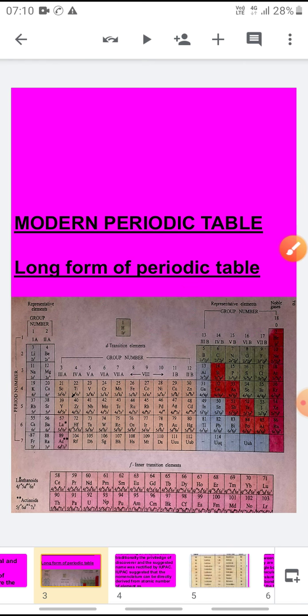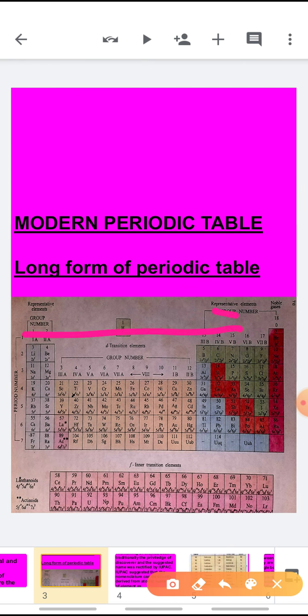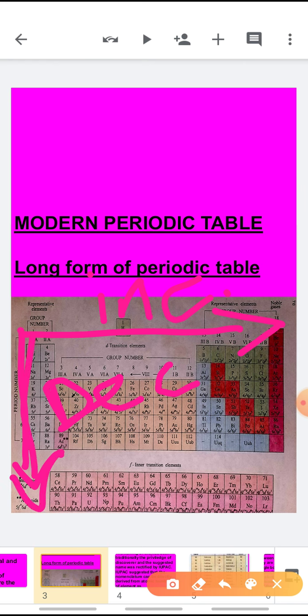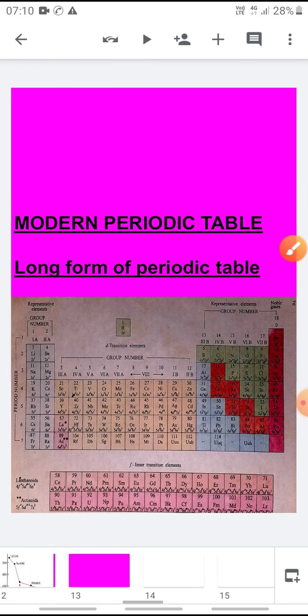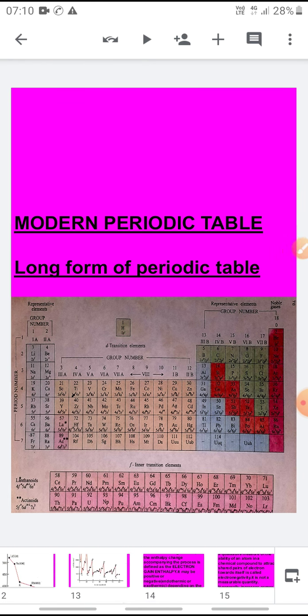Now coming to ionization enthalpy. From left to right, the ionization enthalpy increases, and from top to bottom ionization enthalpy decreases. Here it is increasing because the size is decreasing. Here it is decreasing because the size is increasing. So we have done 2 of the properties. Now coming to the third property.